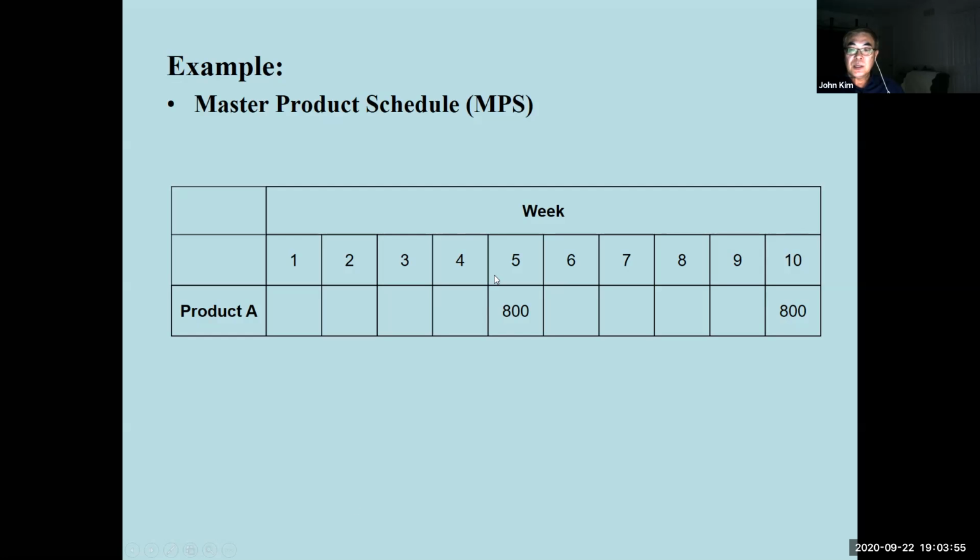So first, the required file: master production schedule, MPS. Final product A needs 800 in week 5 and 800 in week 10.